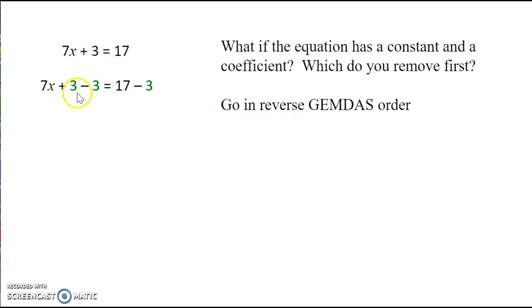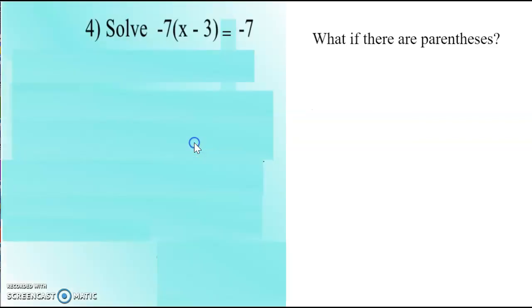So here we are going to subtract first to get rid of this 3. And then you're left with 7x. Now 7 is being multiplied, so we need to undo that. So we divide by 7, and you get x is equal to 2. So that's a two-step equation. What if there's a parenthesis?